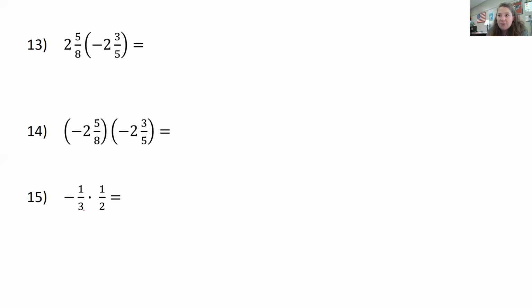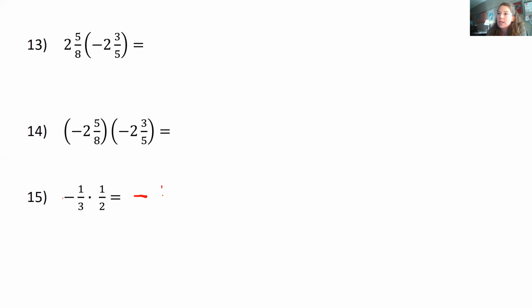So if you have simple fractions, meaning that they're not mixed numbers, all you do is multiply straight across. You do not need common denominators. Just the numerator times the numerator, denominator times the denominator. The only thing we have to think about is if our answer is positive or negative. Well, since they have different signs, we get a negative number.